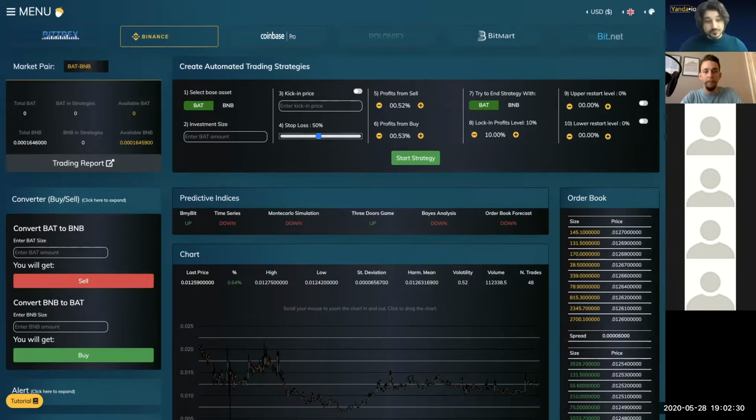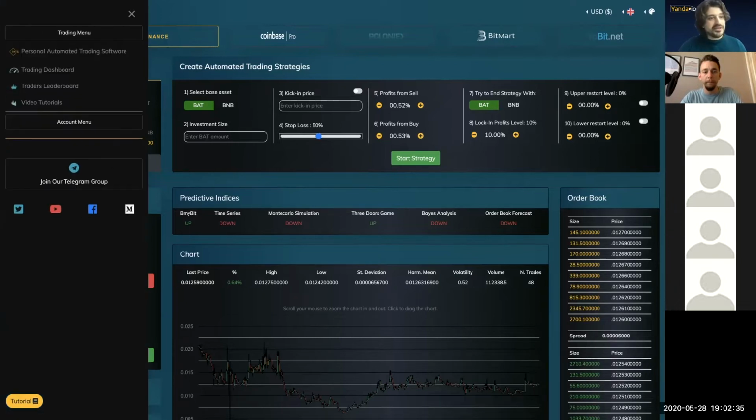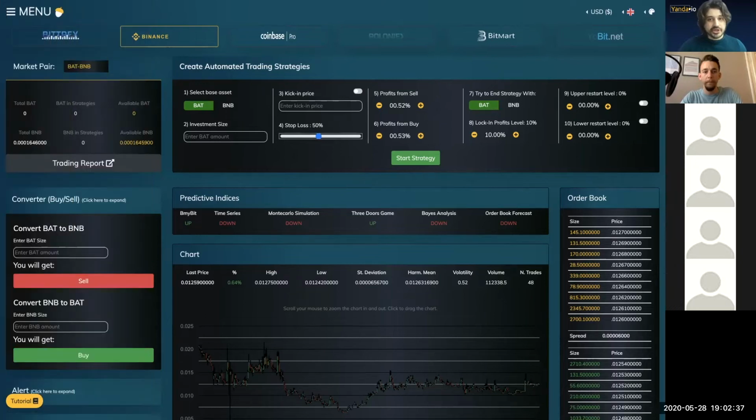So here we are. If you never accessed it, menu, personal automated trading software, you will be on that page. Now, first thing first, you need to decide which exchange you are going to use, and also within which market pair you're going to make your own trading strategies. So the decision of the exchange is definitely up to the traders. You can add from Bittrex to Yobit, and also the market pair is really specific.